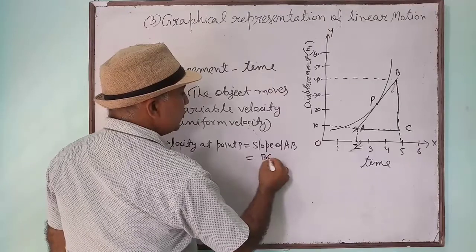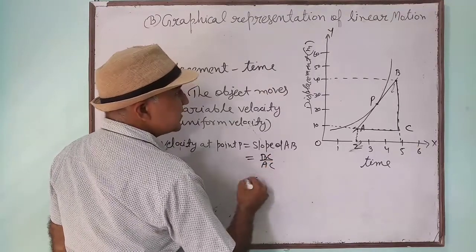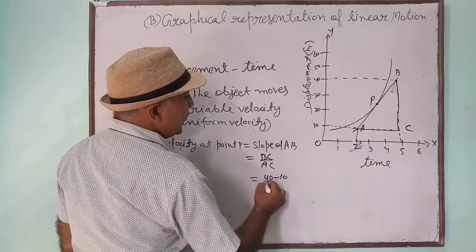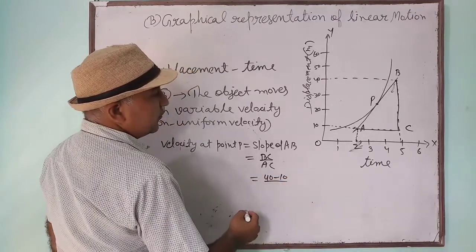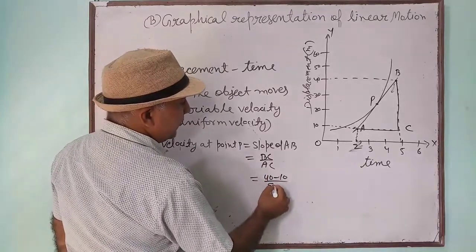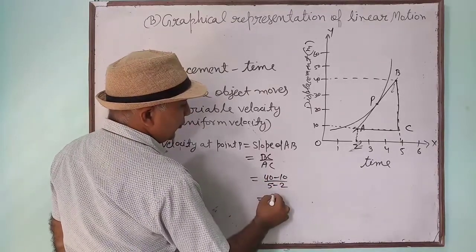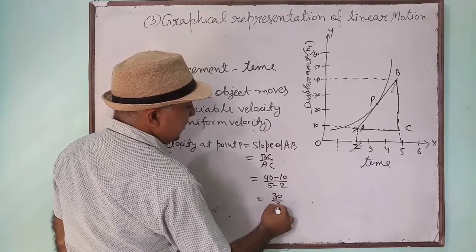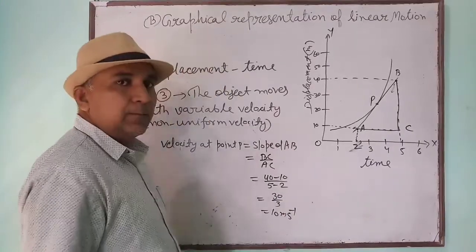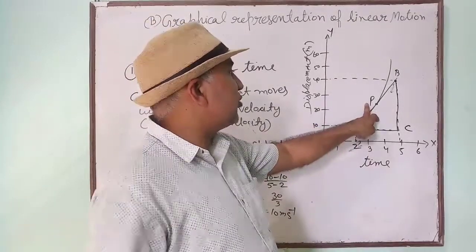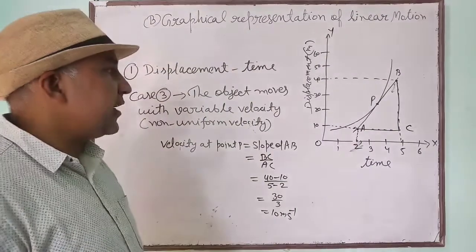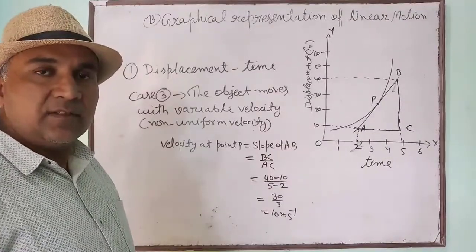It will be equal to BC upon AC. And what will be BC? BC is equal to 40 minus 10. And what will be AC? 5 minus 2. That means 30 upon 3, 10 meter per second. At the point P, when the object was moving, at this place, the velocity is 10 meter per second. Is this clear?